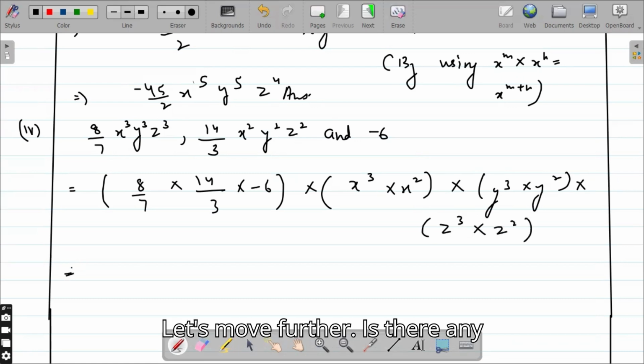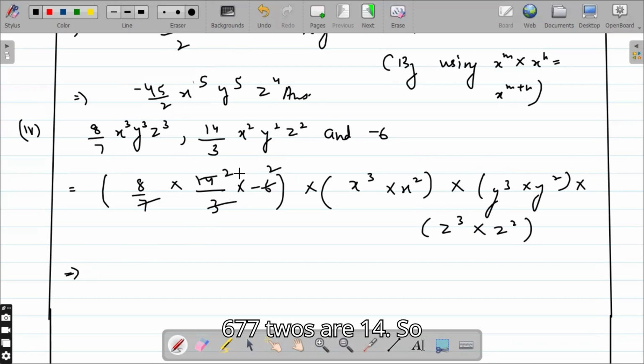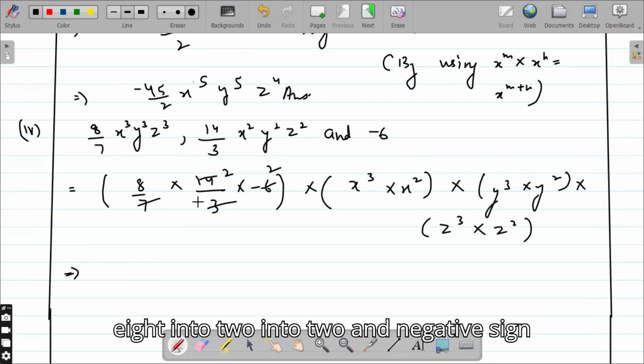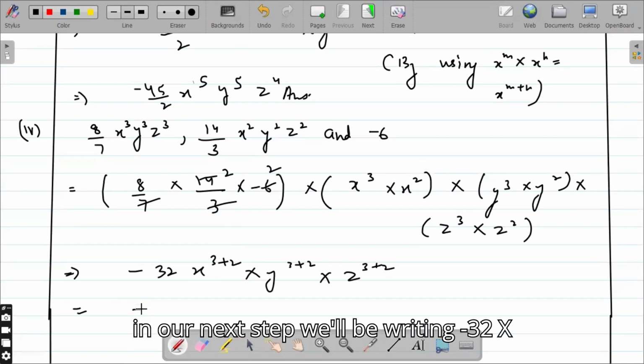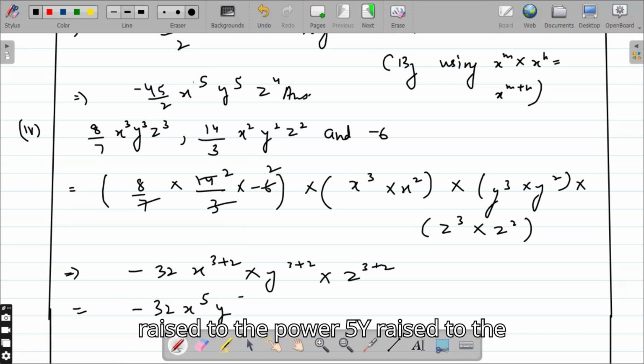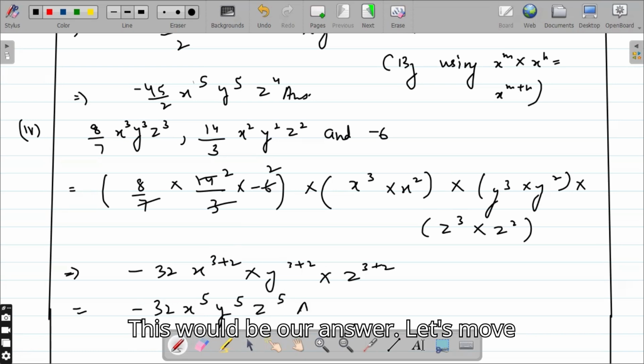So let's move further. Is there any cancellation? Yes. 3 ones are 3, 3 twos are 6, 7 ones are 7, 7 twos are 14. So we'll be left with 8 into 2 into 2, which is 32, and the negative sign is here. So minus 32, x to the power 3 plus 2. So in our next step, we'll be writing minus 32, x raised to the power 5, y raised to the power 5, and z raised to the power 5. This would be our answer.